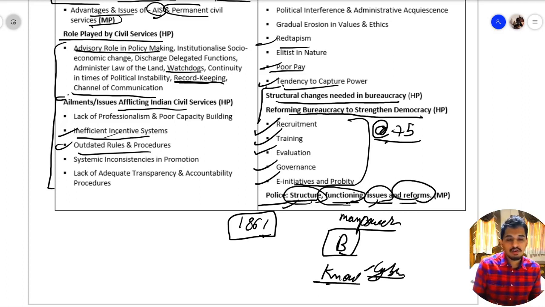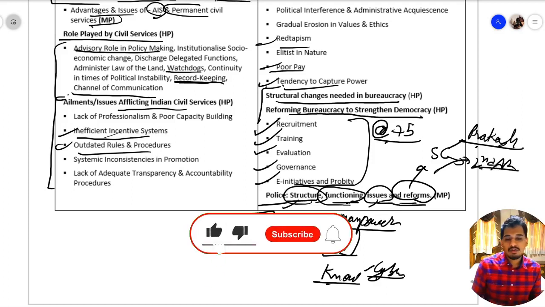And what are the reforms required? In reforms required, you should know the Supreme Court judgment on the Prakash Singh case. Okay, then you should know about the recommendations of the second ARC. So like this, this more or less concludes our governance syllabus.